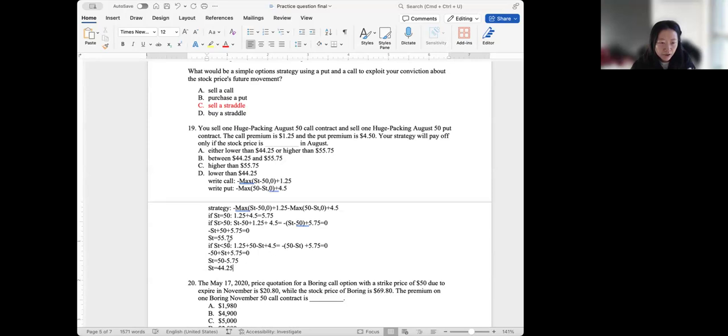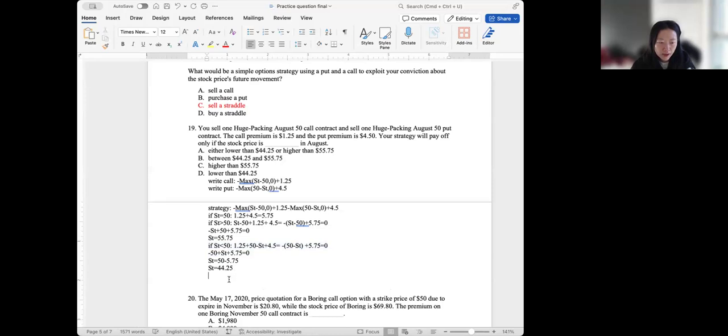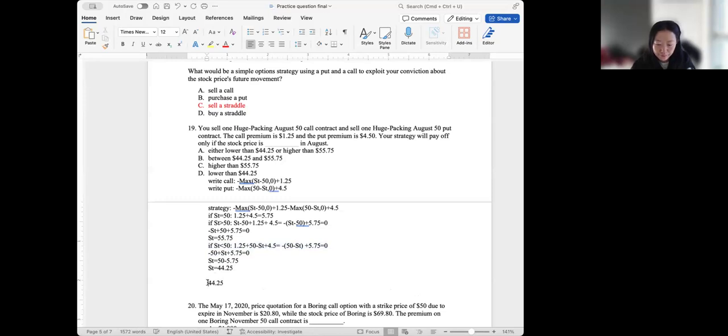So this basically means that if the stock price is lower than $50, we don't want it to go lower than 44.25. If it's lower than 44.25, that means our strategy will start to lose money and we need to pay. So at 44.25, our strategy will break even. So not going to lose money, not going to gain money. But if it's below 44.25, then we'll need to start to pay. So the range here is 44.25 to 55.75.